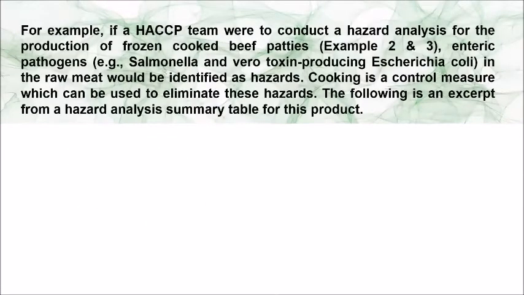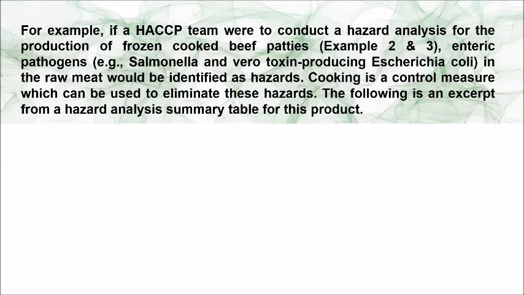Now a quick sample I'm going to just show. I pulled up this small sample from the website. So if a HACCP team were to conduct a hazard analysis for production of frozen cooked beef patty, leave that example 2 and 3 aside. So what does this have? In very simple terms, I will not go much into the technical terms right now. Salmonella and E. coli could be present in the raw meat. So this could be identified as a hazard. This is a biological hazard that is present.